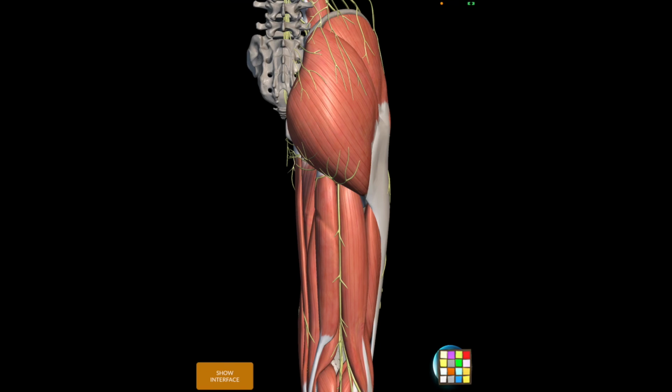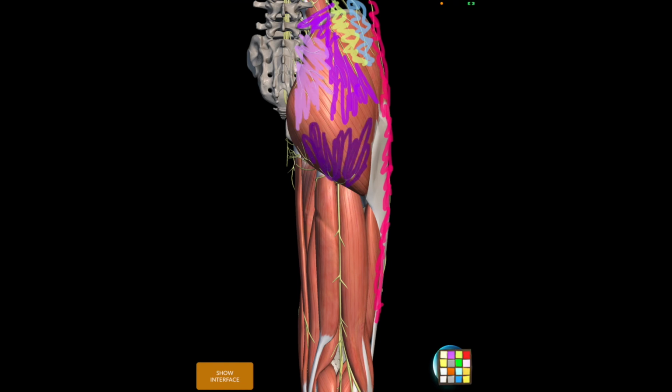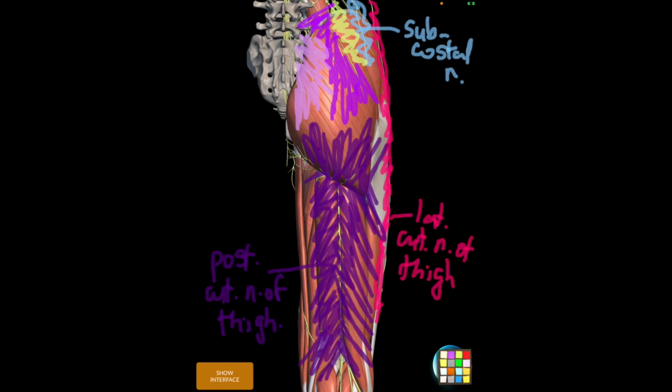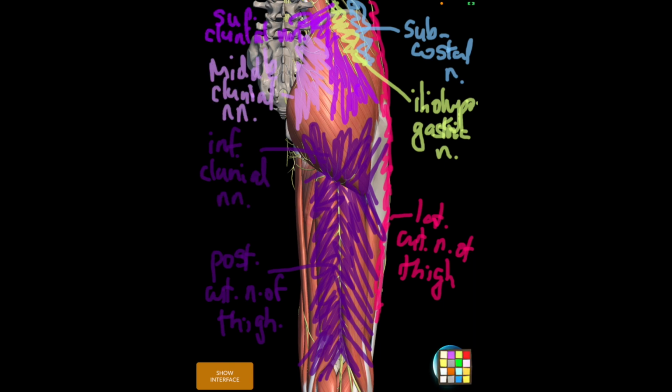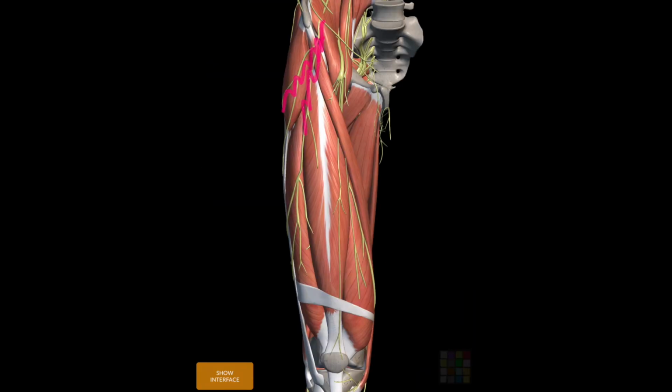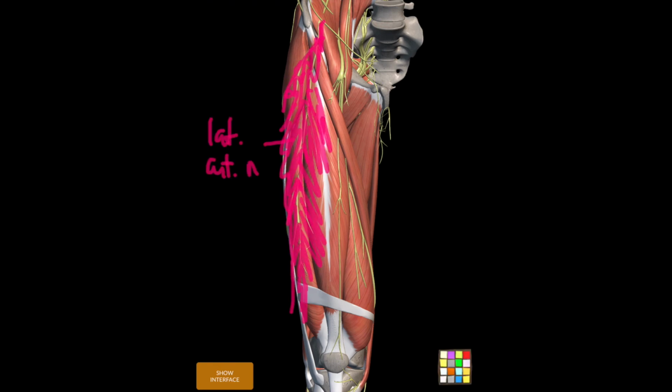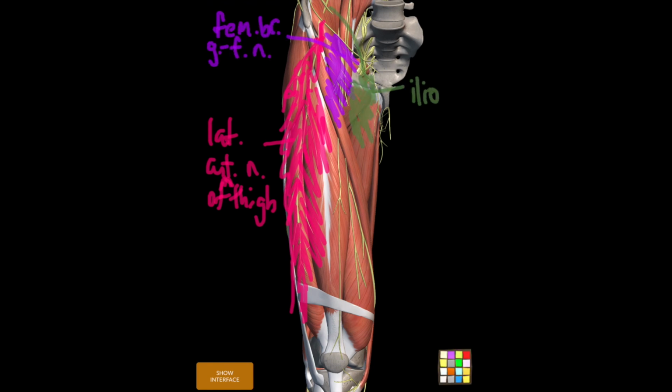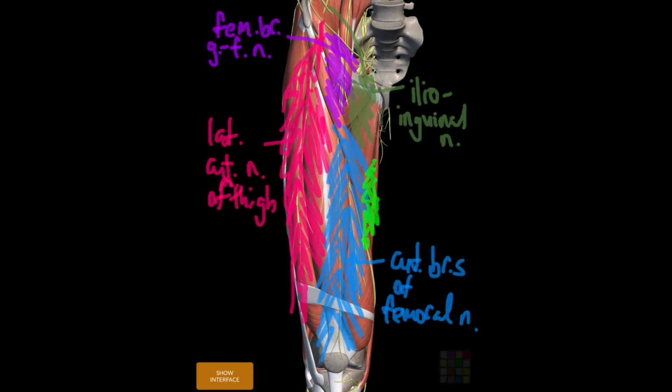Anyway, back on track, quick revision. Lateral cutaneous nerve of the thigh, just in the picture here. Lateral branch of subcostal nerve. Iliohypogastric nerve, superior cluneal nerves, middle cluneal nerves, inferior cluneal nerves, and posterior cutaneous nerve of the thigh. Lateral femoral cutaneous nerve, lateral cutaneous nerve of the thigh. Femoral branch of genitofemoral nerve. Ilio-inguinal nerve. Cutaneous branches of the femoral nerve. And cutaneous branch of the obturator nerve.